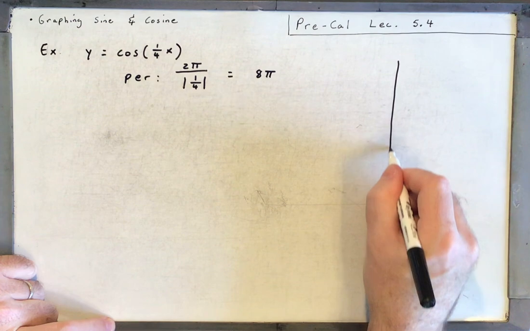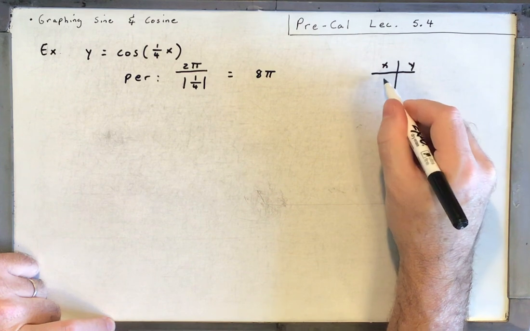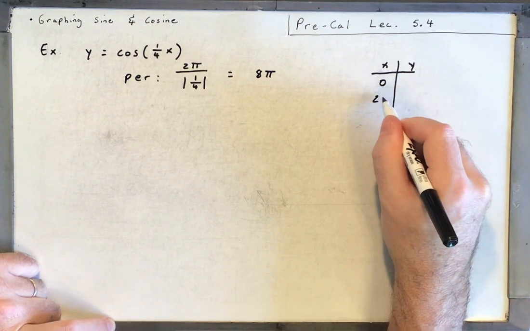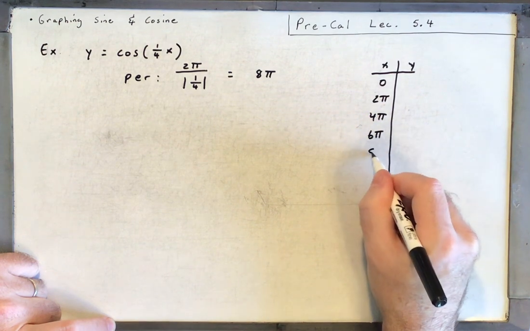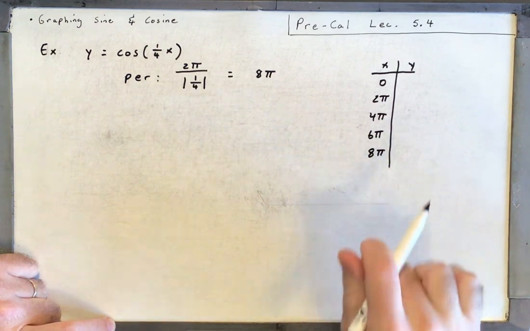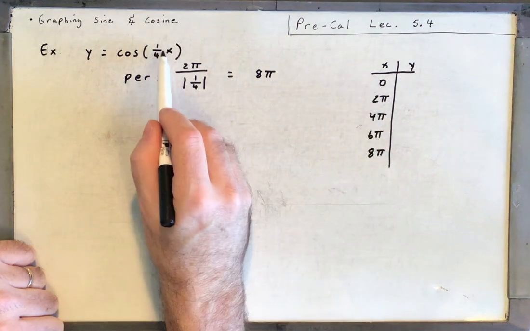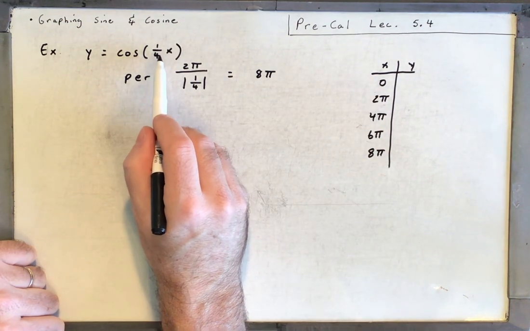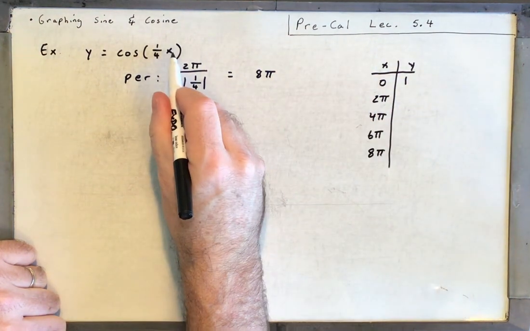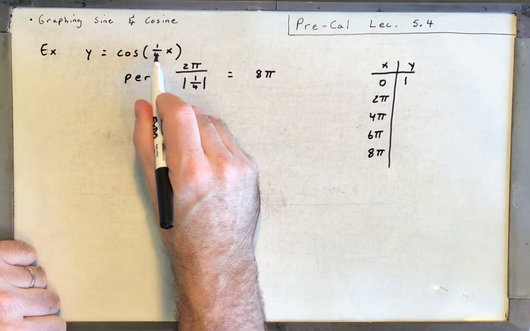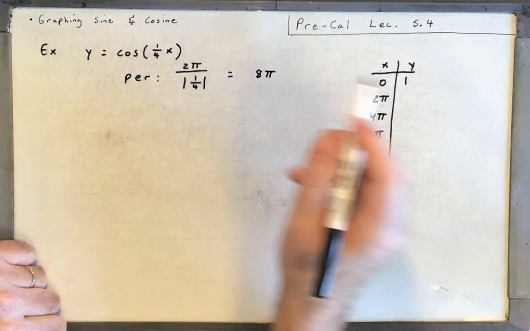So I'm going to divide that 8 pi into fourths and make that my x values. Okay, so we'll start at 0, 2 pi, 4 pi, 6 pi, and 8 pi. Now let's plug 0 in. Cosine 1/4 times 0 is 0. So the cosine of 0, look at your unit circle, that's 1. Now let's plug 2 pi in for x. Well, 2 pi times 1/4 is going to be pi over 2. What's the cosine of pi over 2? It is 0.